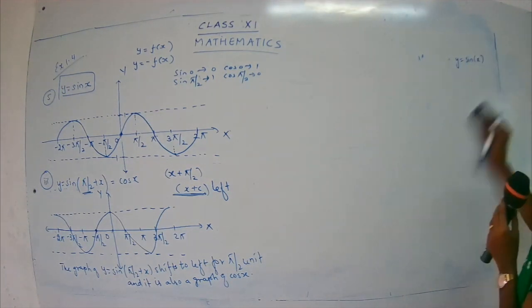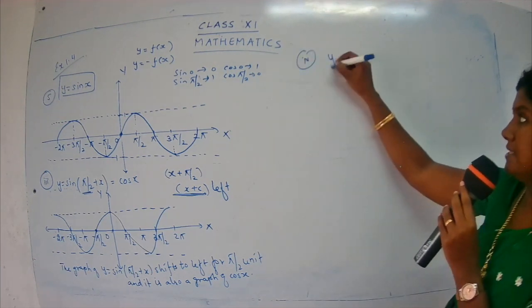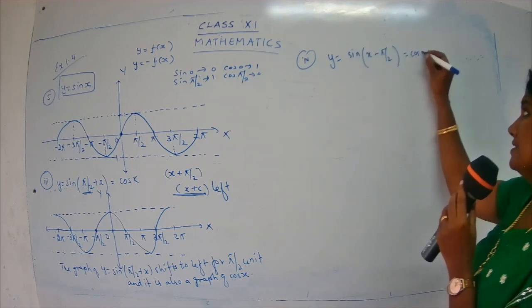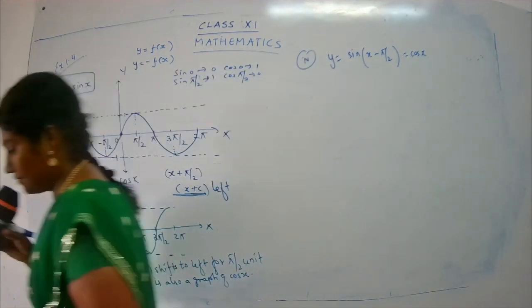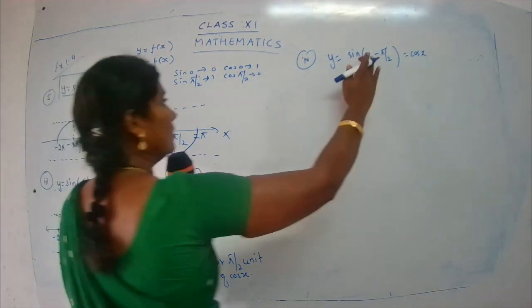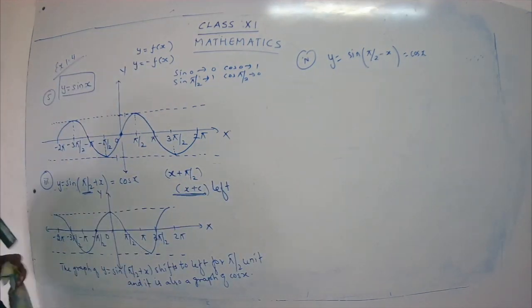And what is the last subpart? Okay, the last subpart is y is equal to sine of x minus pi by 2, which again they are saying is a cos x. They are saying again this graph is going to give you a cos x. Sine of, it's pi by 2 minus x, not x minus pi by 2. It's pi by 2 minus x. Okay. So I am going to plot a graph for y is equal to sine of pi by 2 minus x.